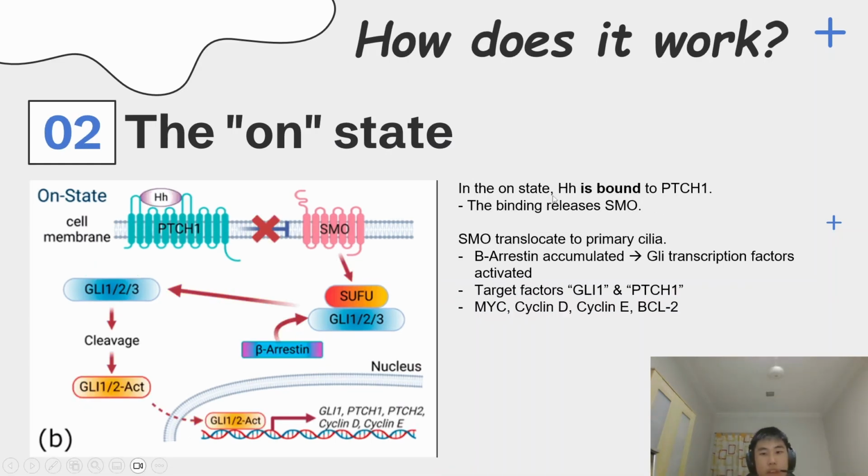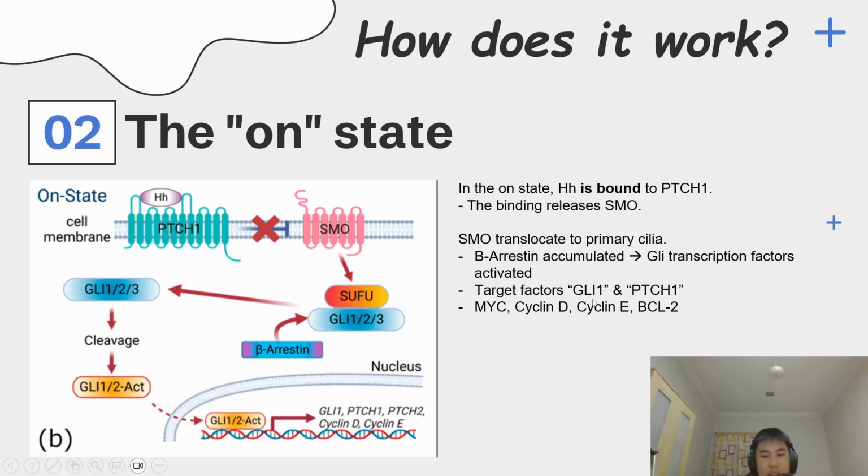So in the on state, HH, which is hedgehog, is actually bound to Patch1 over here. So this binding releases Smoothened. So Smoothened can enter the primary cilia, and this causes beta-arrestin to accumulate, thus activating the Gli transcription factors. So the transcription factors get activated, they get cleaved into their activated form, and then they go into the nucleus to transcribe the genes.